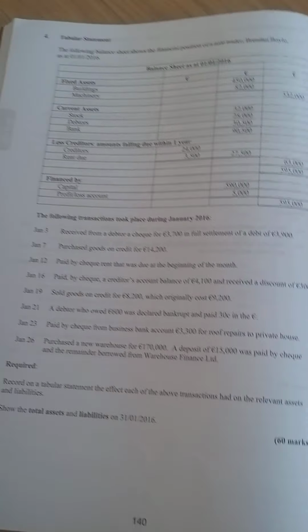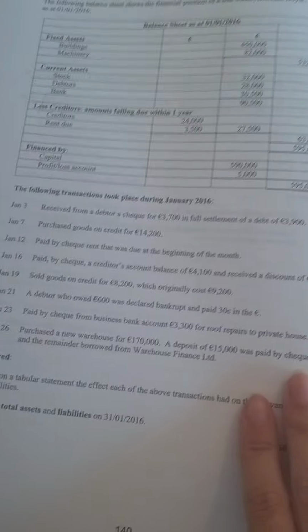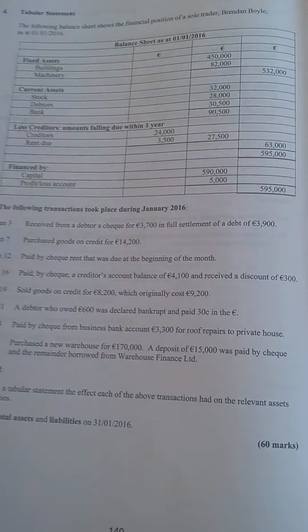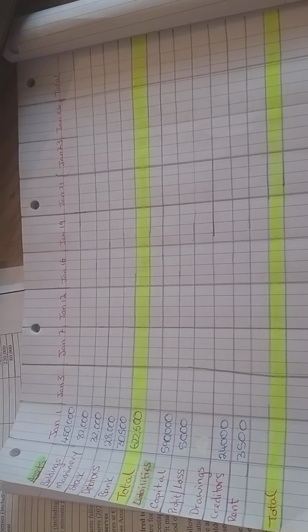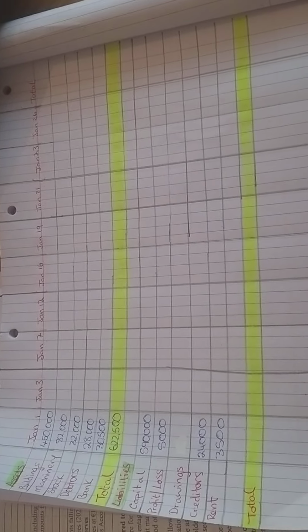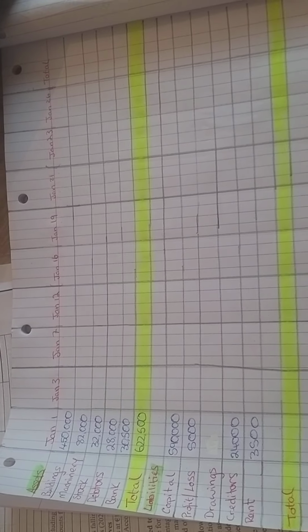Okay, so now we're going to do the 2016 ordinary level tabular statement. First thing we need to do is set up our question. So you can see I have it done here. It'd be a good idea if you were to pause the video, do that yourself, and then check it against what I've done here.